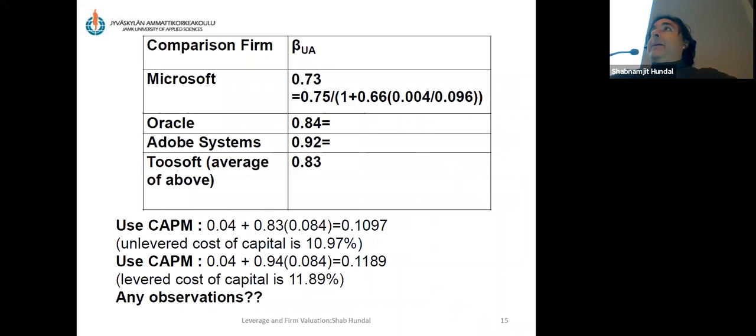But remember, this is not a real beta. This is a hypothetical beta. This is scenario analysis. This is what if Microsoft has no debt. But the fact remains that Microsoft has debt. But this is like a scenario analysis. What if there's no debt?